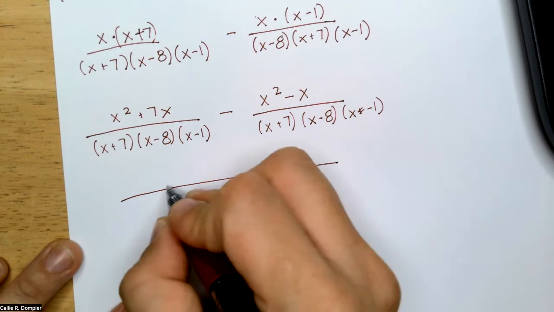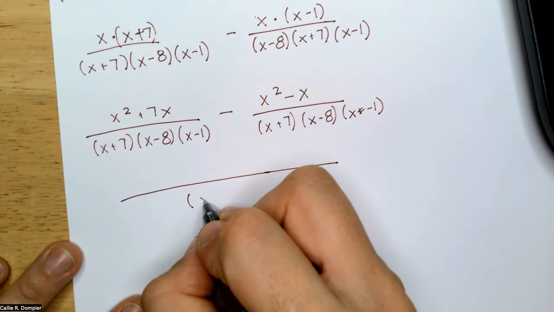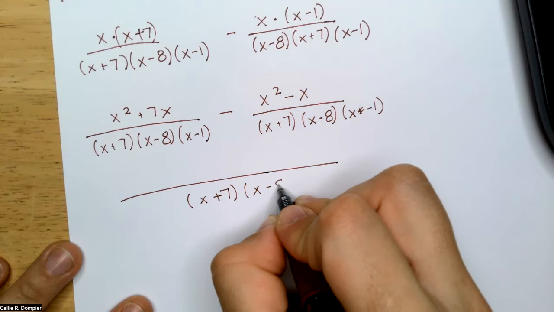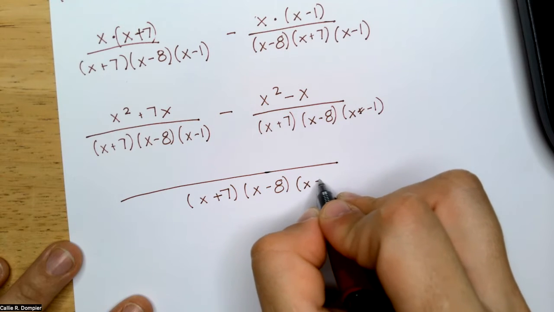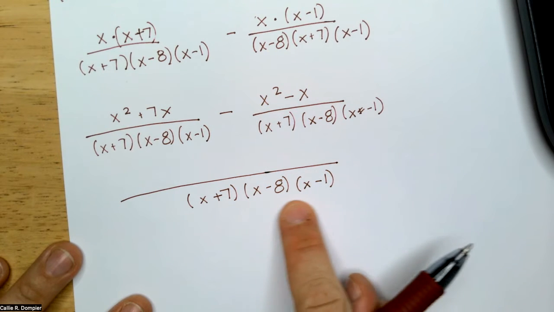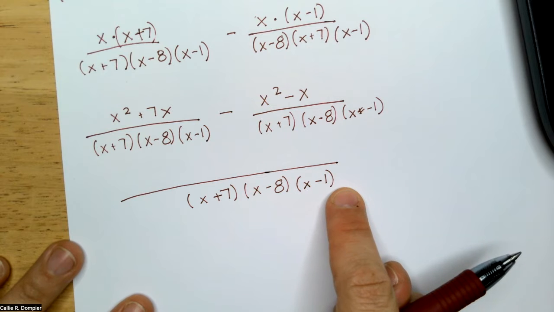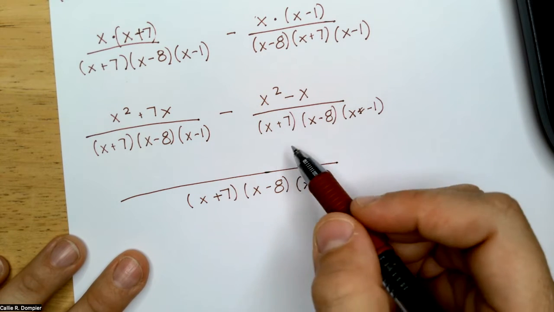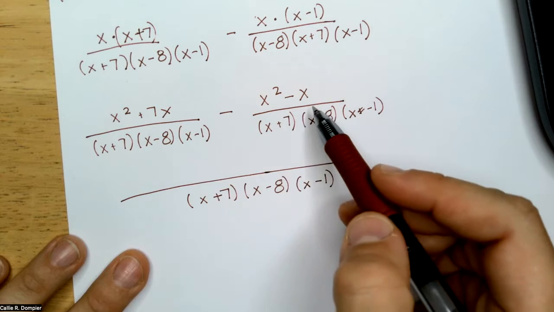So I'm going to put them all together under one set of x plus 7 times x minus 8 times x minus 1. And that's all you need to do to the bottom. You can leave the bottom as is, unless you see an x plus 7 up here, then you would start canceling. But that doesn't look like the case.